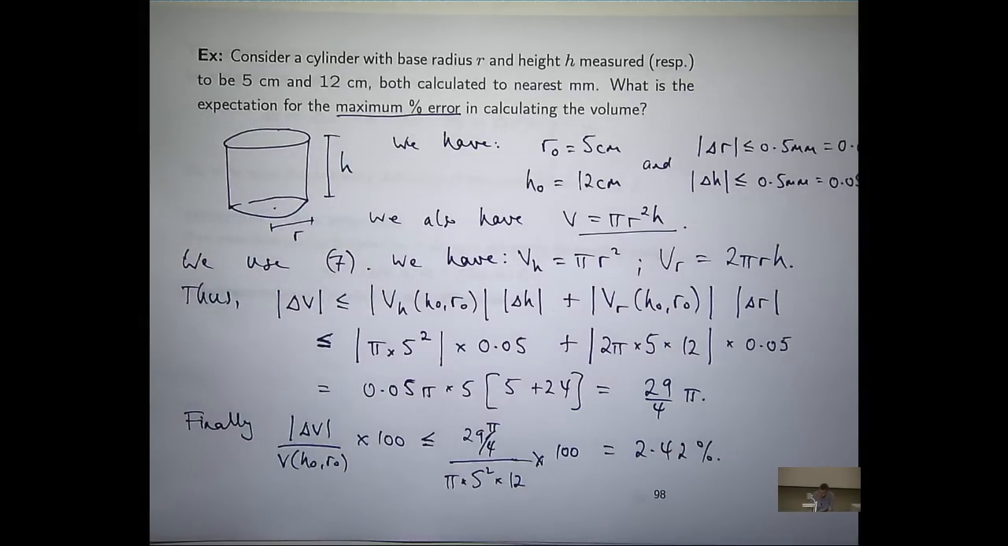Okay, so what does that mean? It means that under our measurements, the worst case scenario is that you're off by 2.42% in your calculation of the volume. Now, the next question is, is that acceptable? If you go to your boss and say, I've done my measurements, and the worst case scenario is I'm out by about 2.5%, is that reasonable? Well, it depends on the problem, I guess.